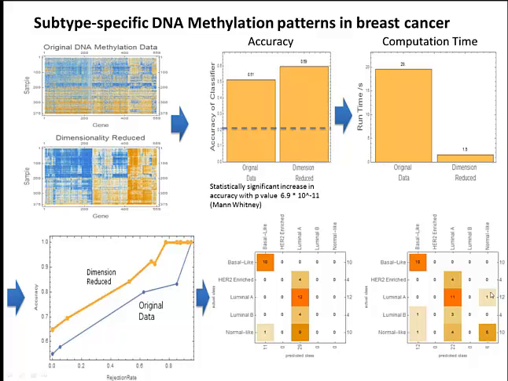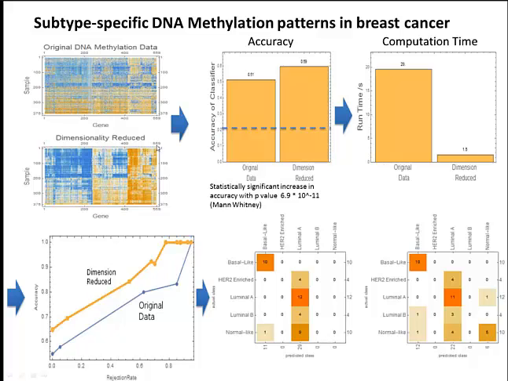If we come into the confusion matrix, we can try to pick apart what exactly this data set is doing better. Down the rows here we have the actual class of a test sample, and along the columns we have the predicted class. So ideally we would like all of these to be sitting on this diagonal. What we find with the dimensionally reduced data set, on the right here, is that we're able to pick out the normal-like samples, but we're not able to do that on the original data.